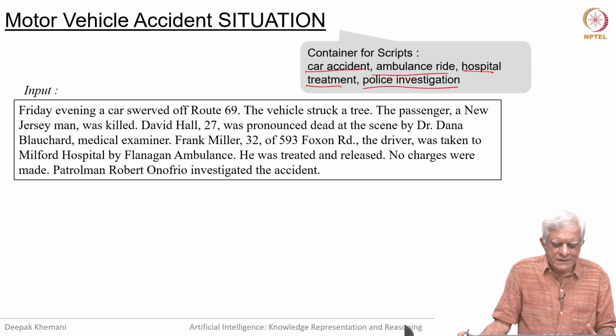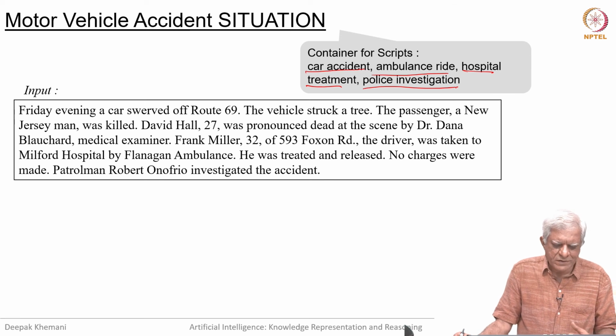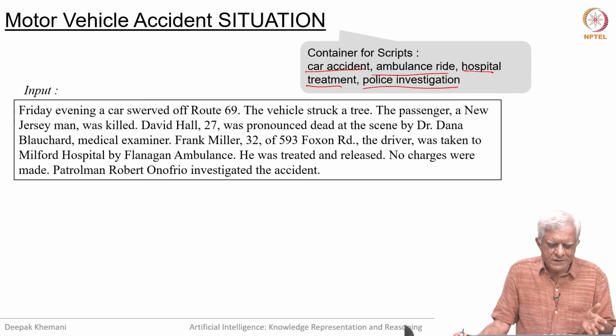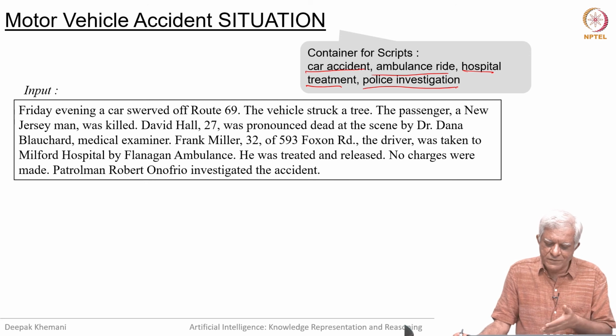Friday evening, a car swerved off Route 69. The vehicle struck a tree. The passenger, a New Jersey man, was killed. David Hall, 27, was pronounced dead at the scene by Dr. Dana Blanchard. Now, Sam has to figure out that the passenger who was a man from New Jersey was killed and David Hall was pronounced dead. So, this role merging, if you remember, has to be done.